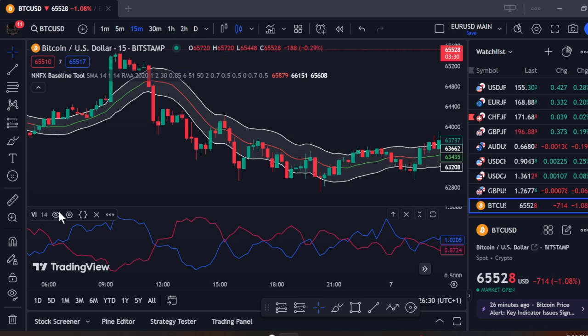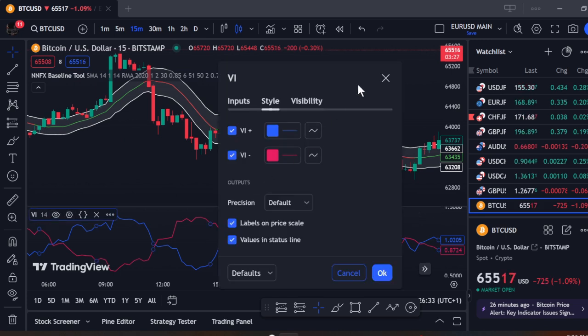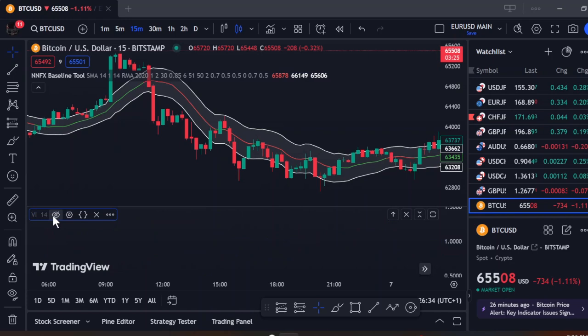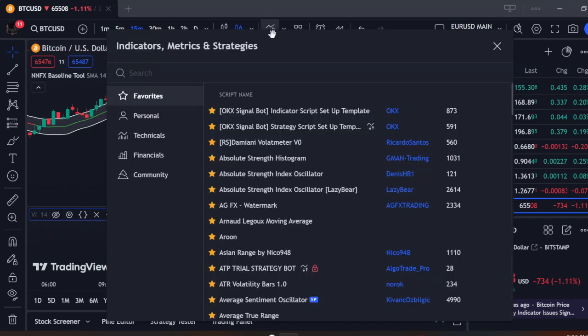For now, I'm going to hide this vortex 2 because I'm not paying for TradingView, and I usually trade on MT5, but since this tutorial is on TradingView, I just have to add 3 indicators, so this is why I'm doing it this way.